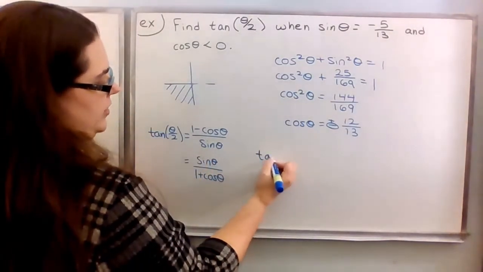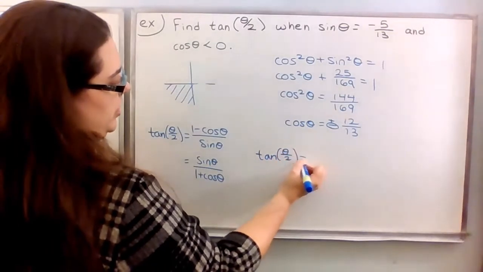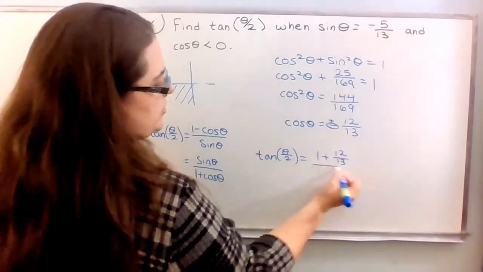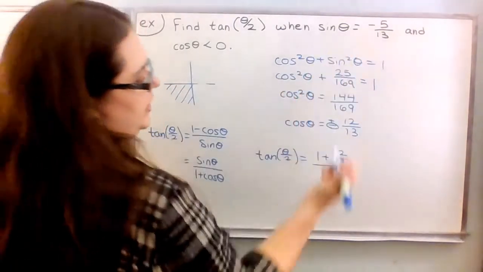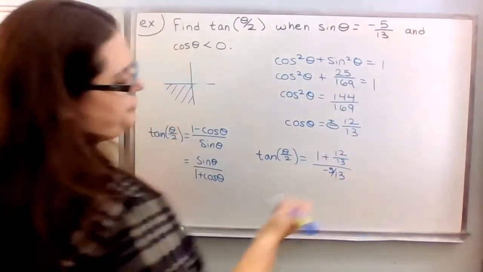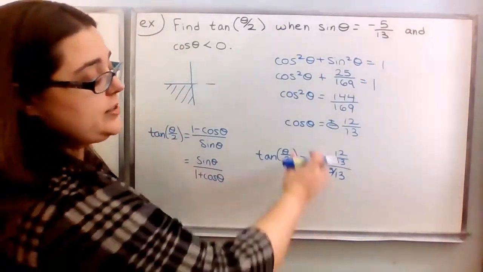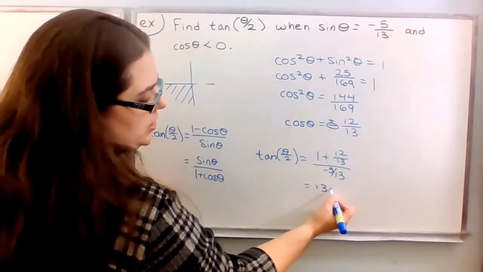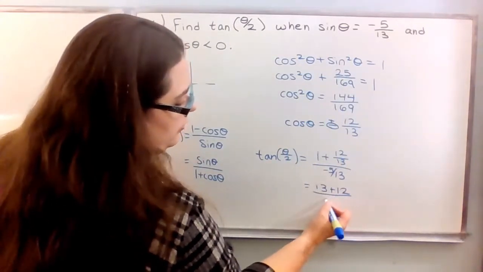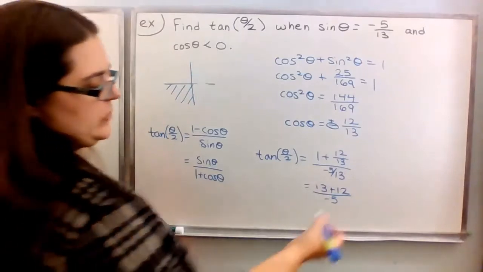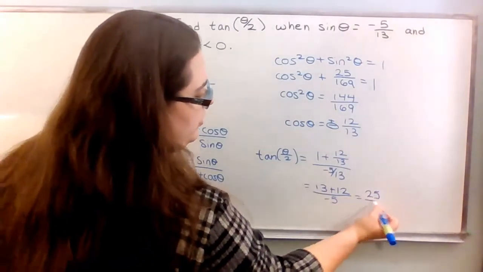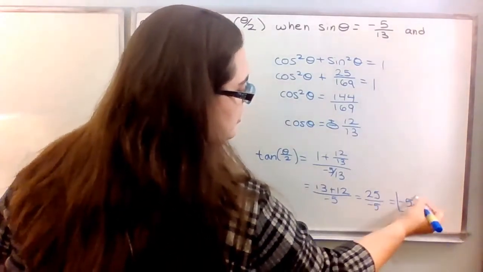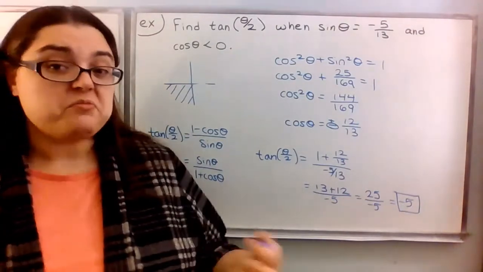So now we can plug in. Tangent of theta over 2 is going to be 1 minus a -12/13, so that's a plus, over sine of theta, which is -5/13. As before, I'm going to multiply the top and bottom by the denominator of 13 to eliminate those little fractions. And that will give me 13 plus 12 over -5. So this gives me 25 over -5, which is -5. So there we go.